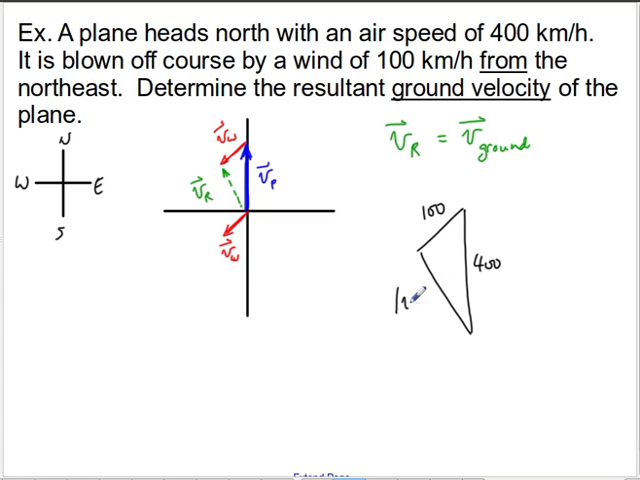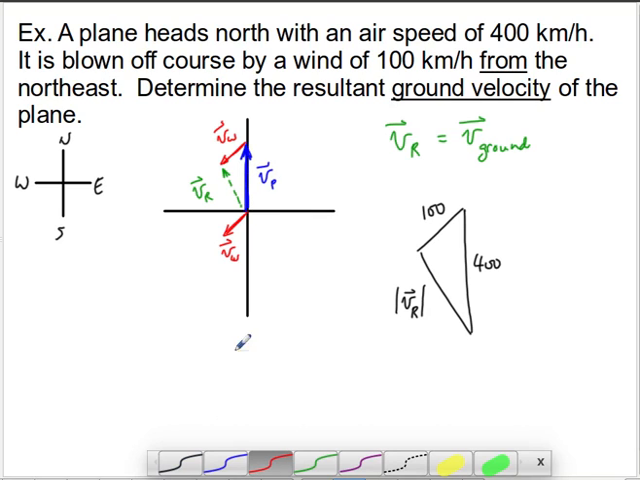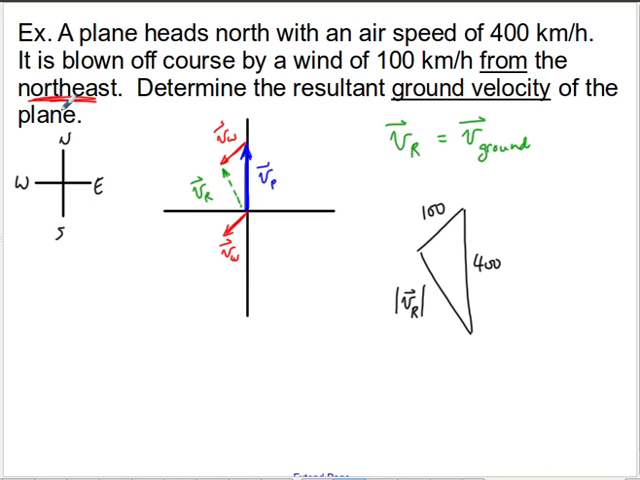And so I'm just going to write this as the absolute value of V sub r. That's that third side. Now, what other information do we have? We're told that it comes from the northeast. And that means directly northeast. And so that actually tells us that these two angles are 45 degrees. Northeast is exactly halfway between north and east. So northeast would be here, which would be 45 degrees here and 45 degrees here.